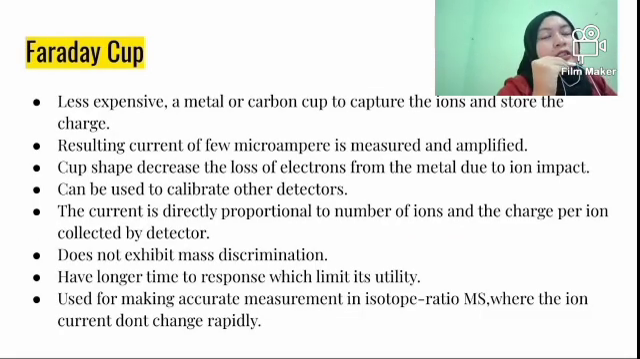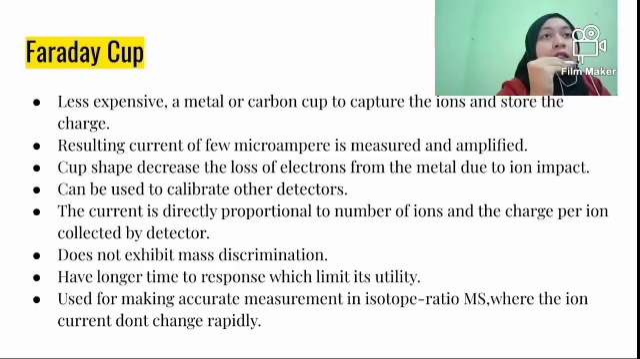Faraday cup is made from a metal or a carbon cup. It is less expensive. The function is to capture ions and store the charge. The resulting current of a few microamperes is measured and amplified. The cup shape of a Faraday cup decreases the loss of electrons from the metal due to ion impact. It also can be used to calibrate the other detectors.